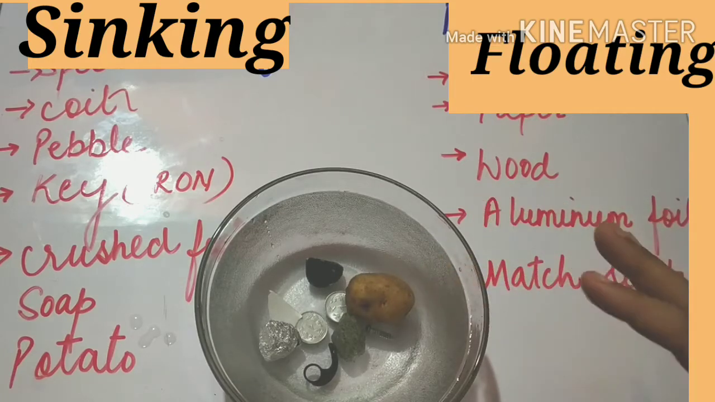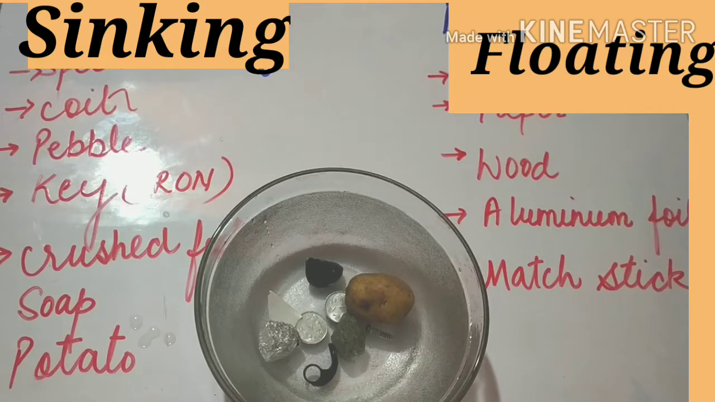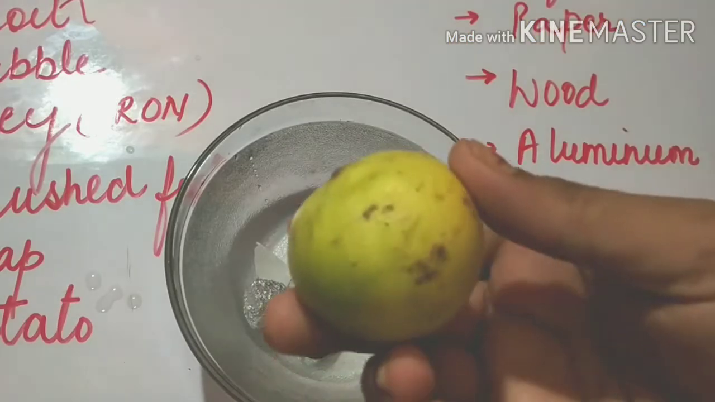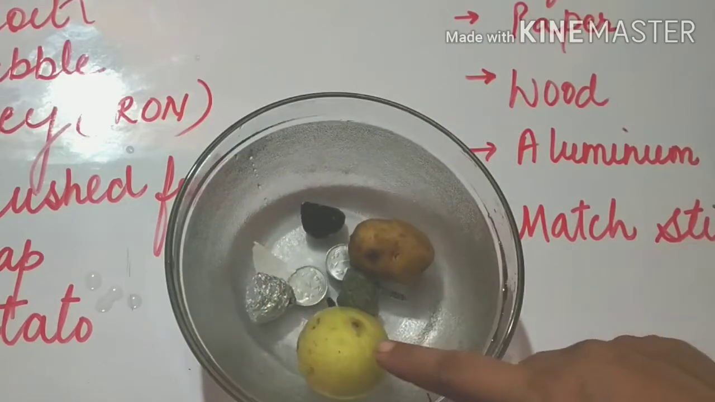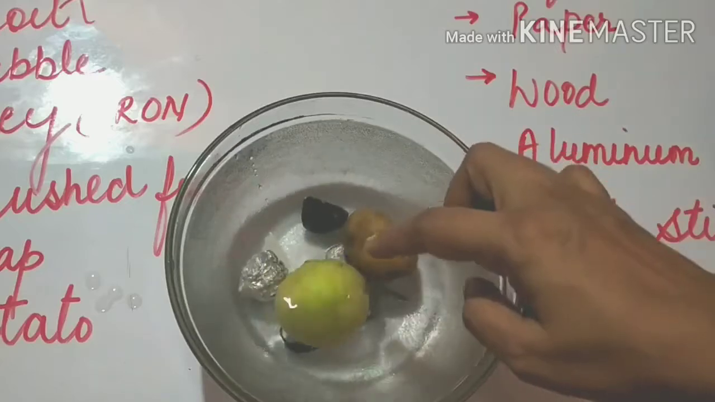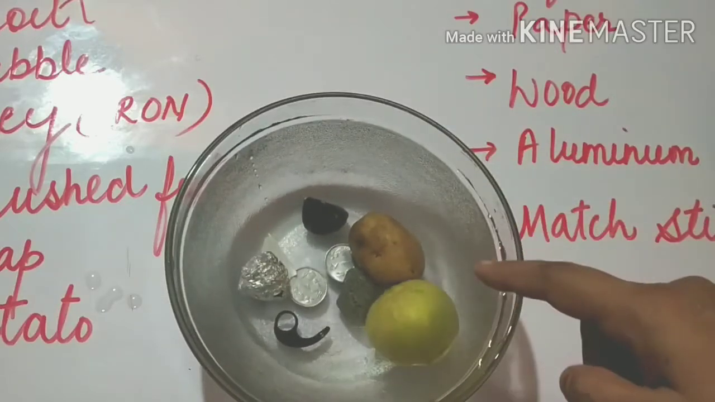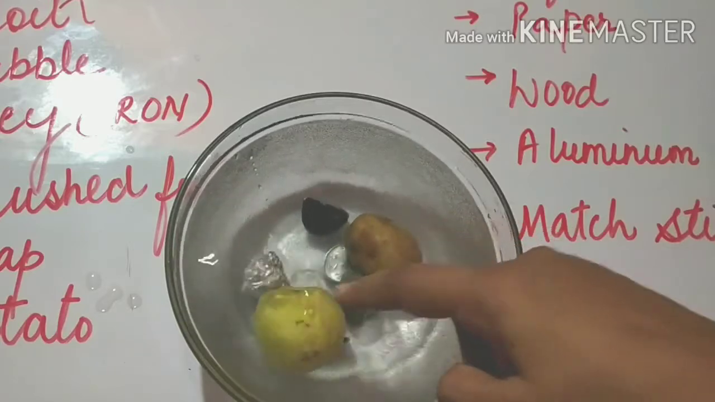So in this way, what have we seen? We have seen the floating things and sinking things. One more thing I have, a lemon. If we put a lemon in, see, the lemon continuously floats. There are certain vegetables, children. Can you see that the lemon is floating? So the lemon continuously floats. Why?